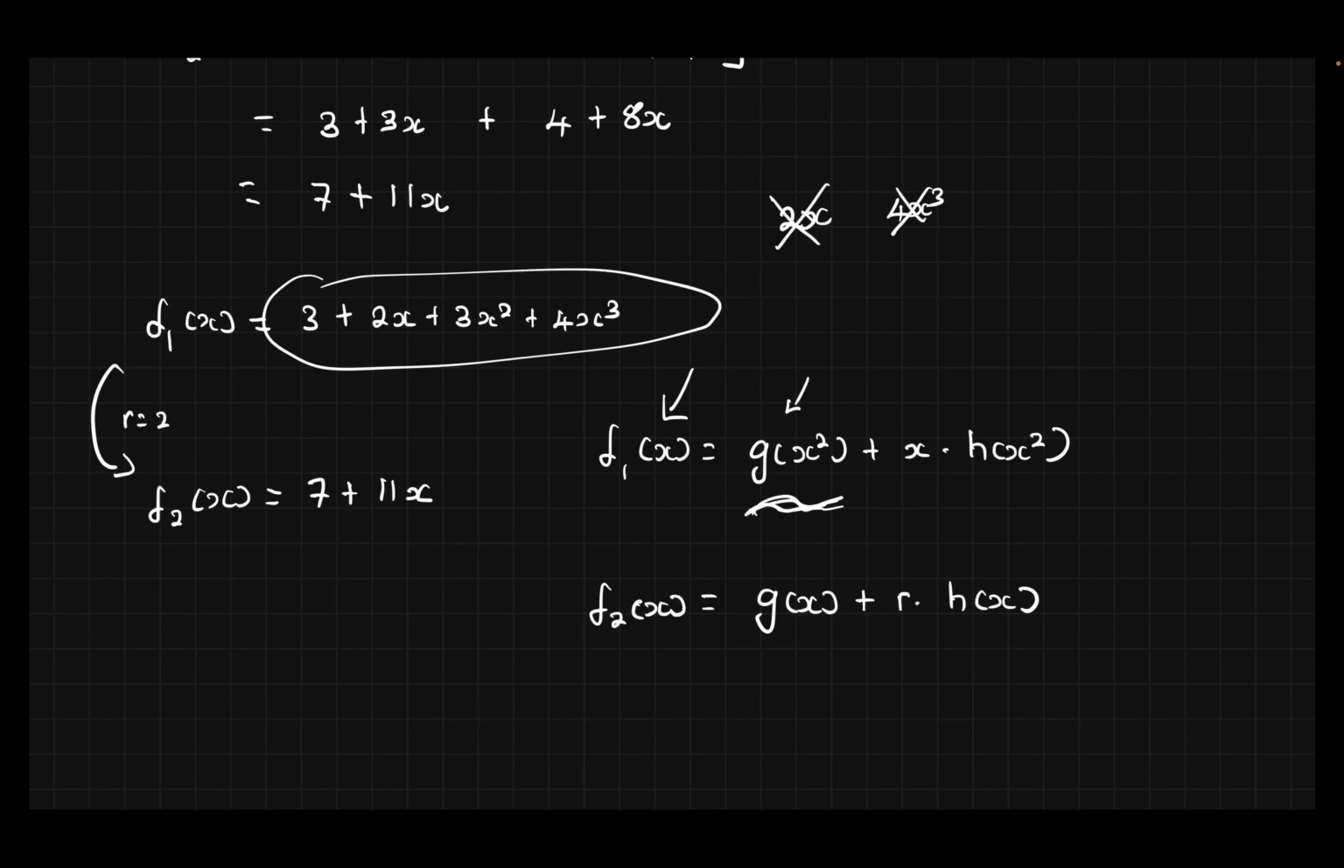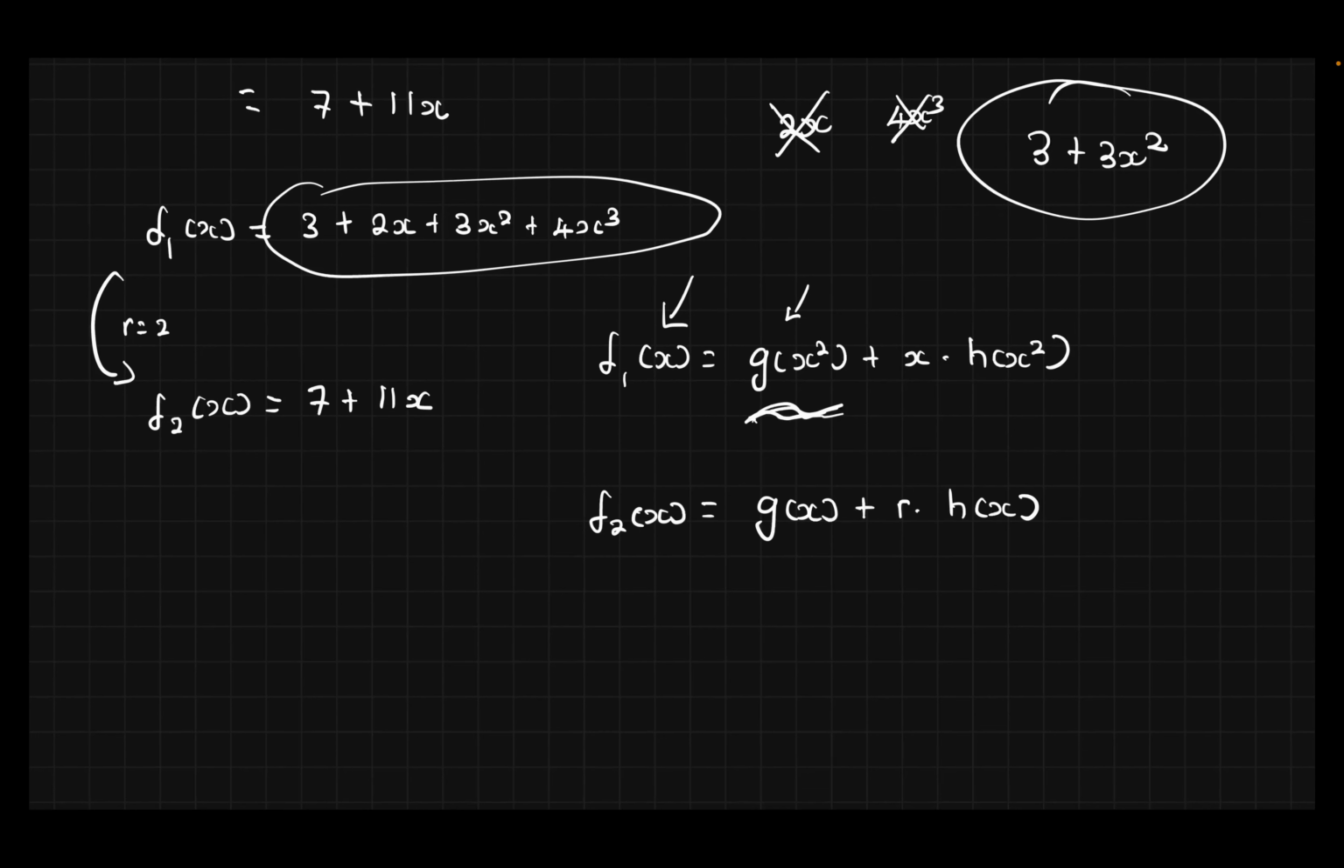So what I should be left with is 3 plus 3x squared. So what it's saying now is that I should do 3 plus 2x plus 3x squared plus 4x cubed, minus the things I want to get rid of, which is 2x and 4x cubed, right?